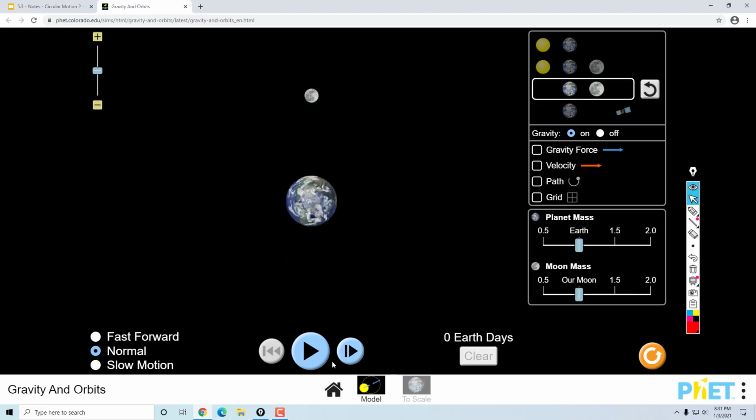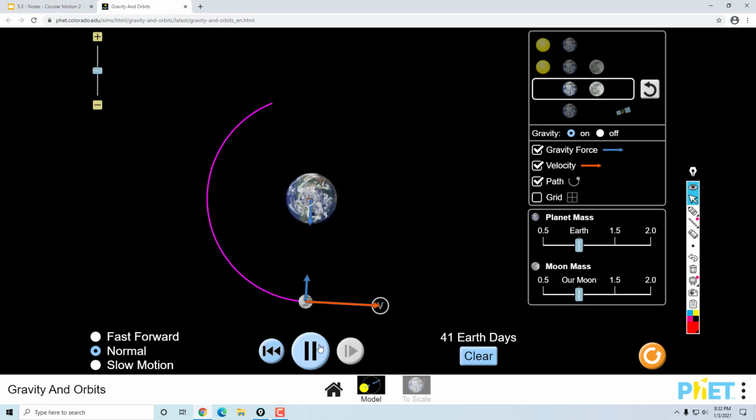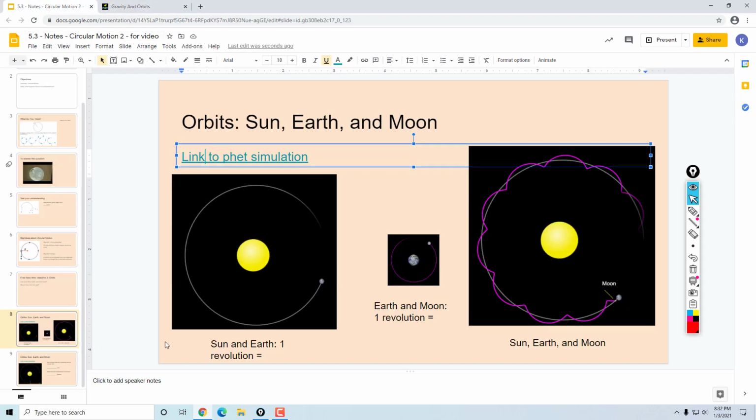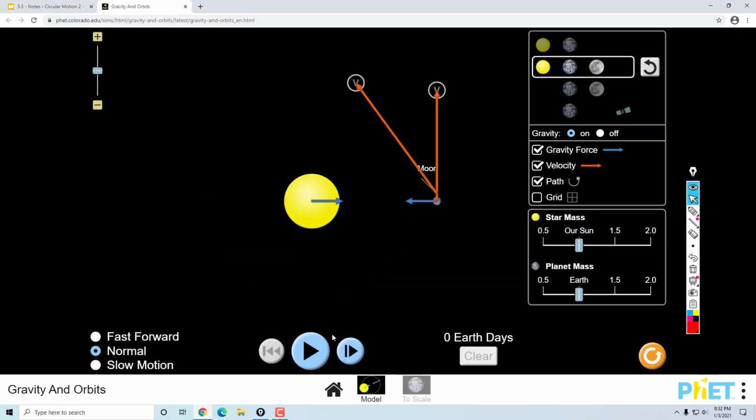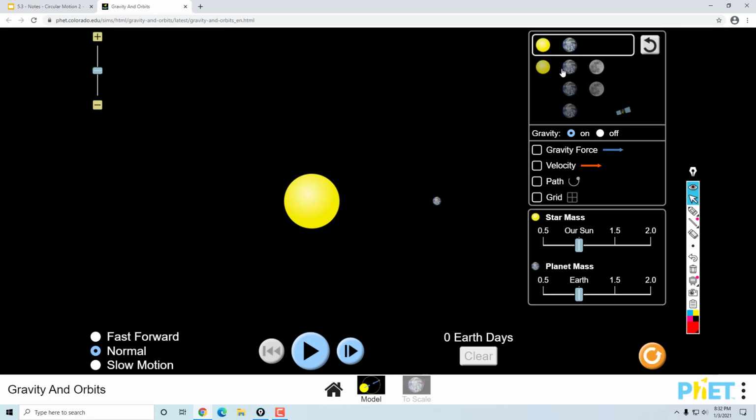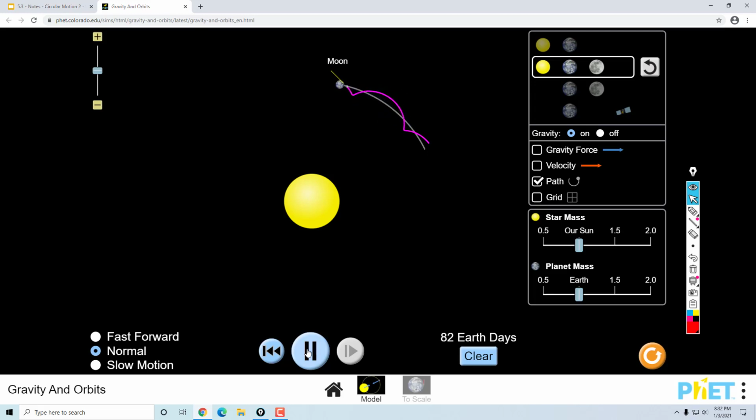Same with the earth and the moon. The gravity and velocity are perpendicular to each other. They move in a circle. The earth goes around the sun every year. The moon goes around the earth every month. So if you put them together in the system, it looks like this. The moon is going around the earth, and the earth is going around the sun.